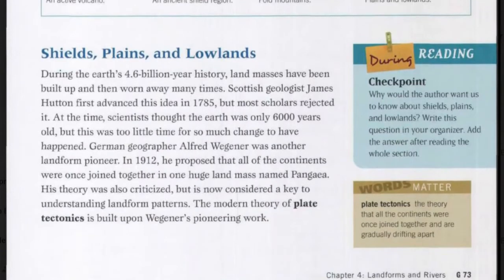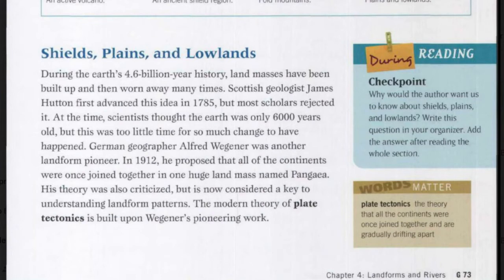During the Earth's 4.6 billion year history, land masses have been built up and then worn away many times. Scottish geologist James Hutton first advanced this idea in 1785. But most scholars rejected it. At the time, scientists thought the Earth was only 6,000 years old, but this was too little time for so much change to have happened.